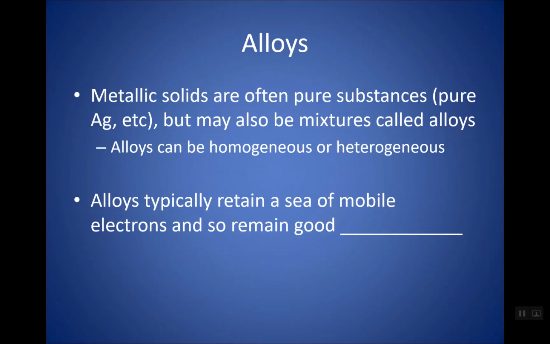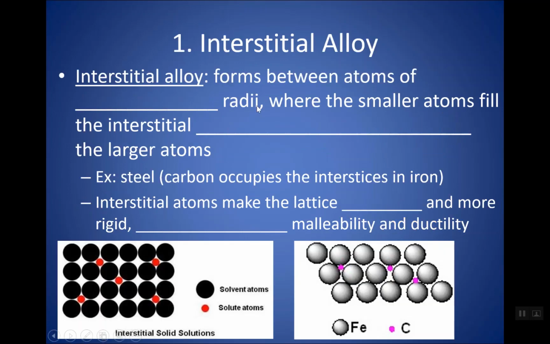One other thing about metals is that instead of all one metal, you can actually put metals together in that metallic bonding and create something called an alloy. So they can retain the sea of mobile electrons, they can retain this metallic bonding, but it doesn't have to all be the same element. And there are two different ways this can happen.